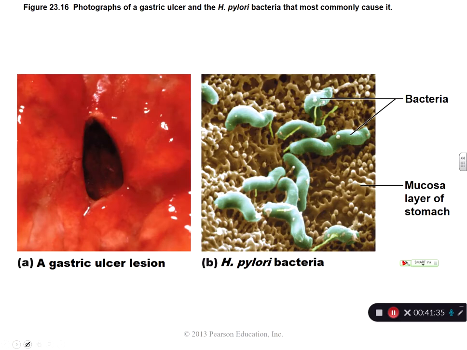This is showing you a gastric ulcer, so you can see that hole, that perforation in the stomach lining. This is a scanning electron micrograph of the lining of the stomach. So you can see the mucosal barrier here. Here are those Helicobacter pylori. You can see that they're living in the lining of the stomach and they are eroding away that lining.